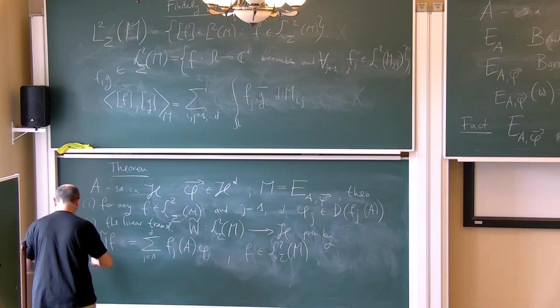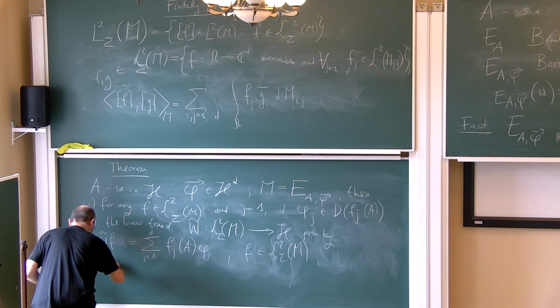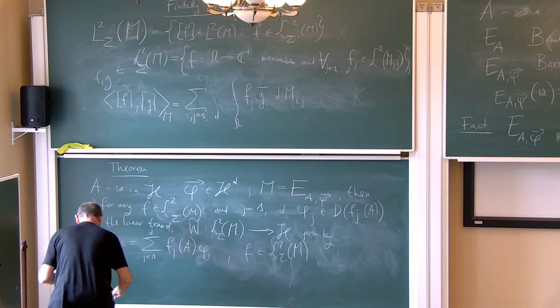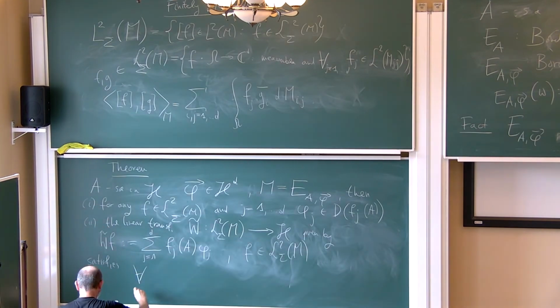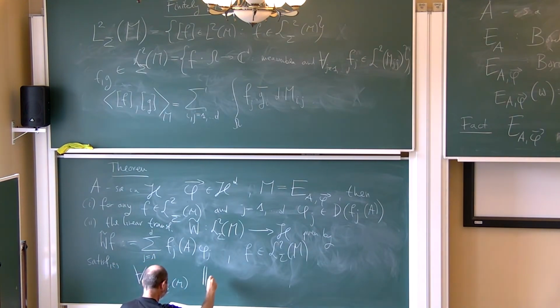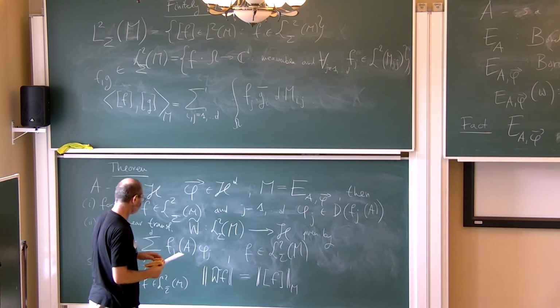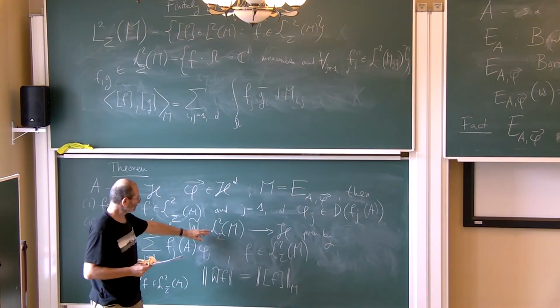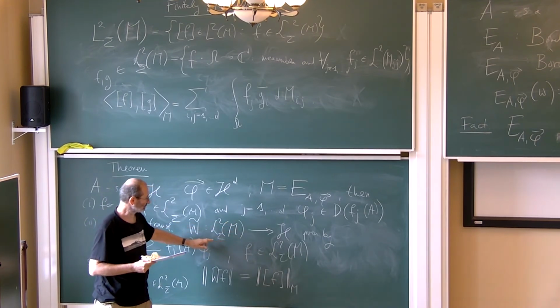So this linear transformation satisfies the condition: for any f from our L2 sigma space, the norm in H of W tilde f is equal to just the norm of the appropriate element in our space L2. So, in other words, our assertion is that we have an isometry on this subspace.